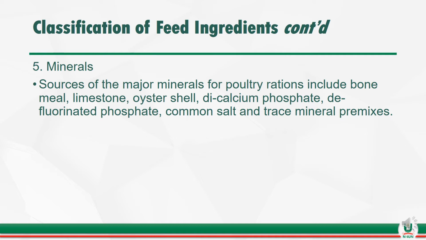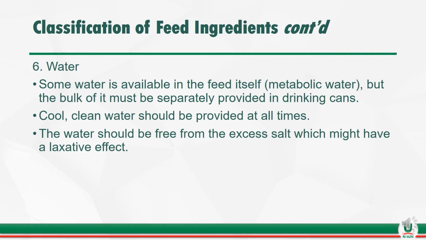Lastly, under this, or maybe not, is minerals. Sources of the major minerals for poultry rations include bone meal, limestone, oyster shell, dicalcium phosphate, defluorinated phosphate, common salt, and trace mineral premix. And lastly is water. That's why I said lastly, or maybe not.